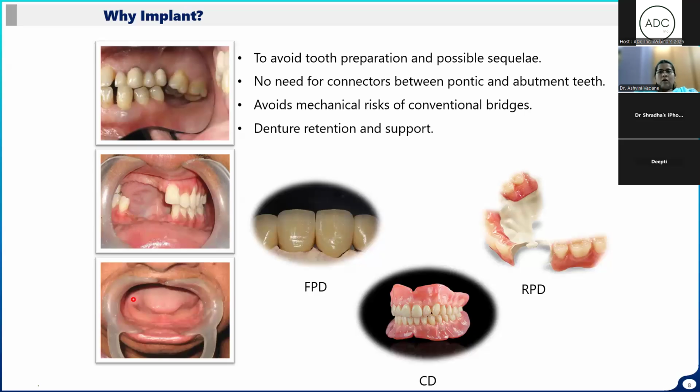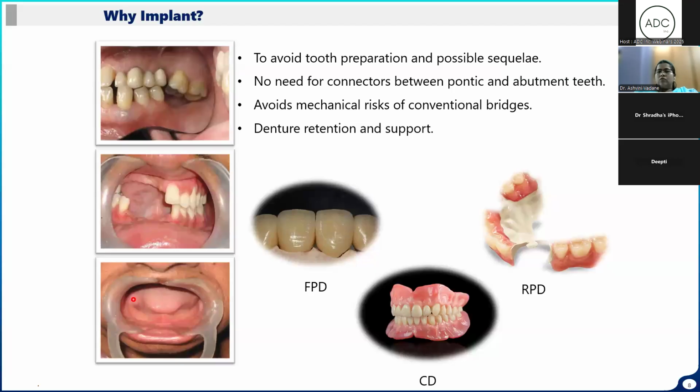So first is to avoid the tooth preparation and possible sequelae. As we all know, if we want to give the patient a bridge, at that time we have to perform the tooth preparation of adjacent teeth. But in cases of dental implant placement, it is not needed. So the adjacent teeth will not be sacrificed. So that's why we can recommend or go for the dental implant.